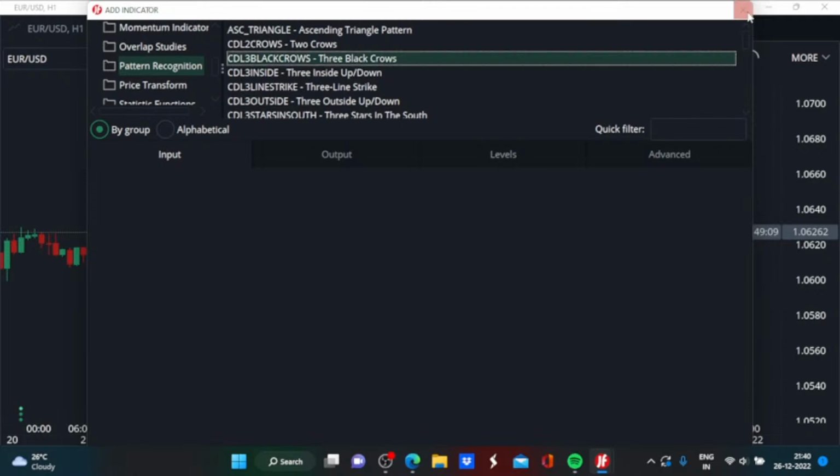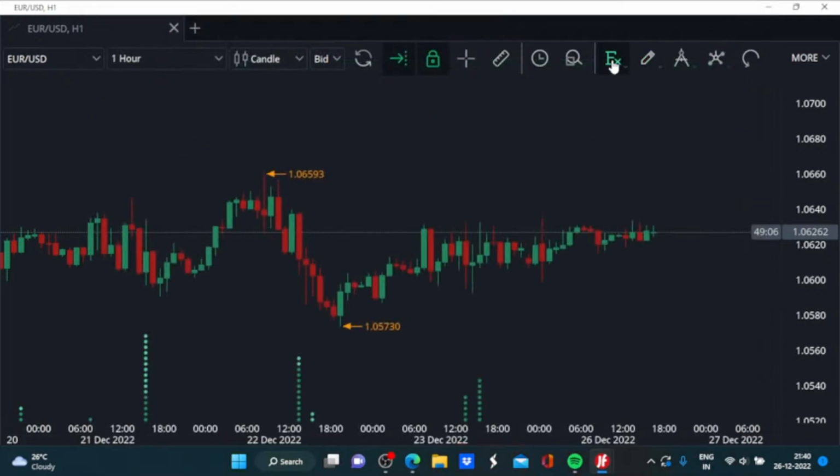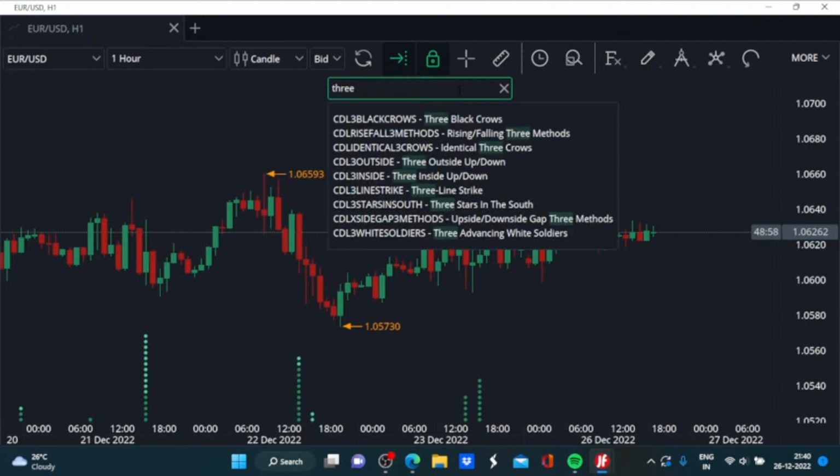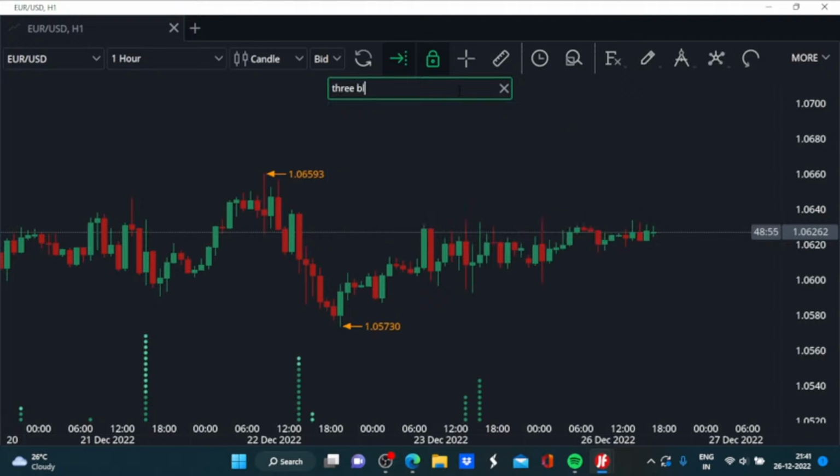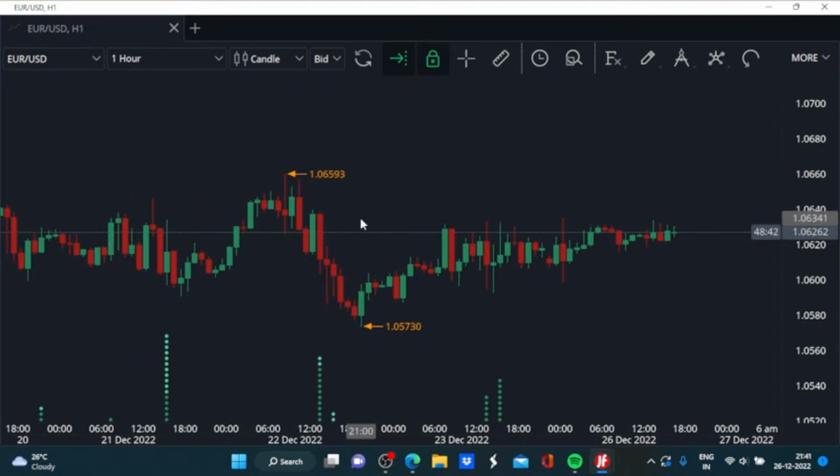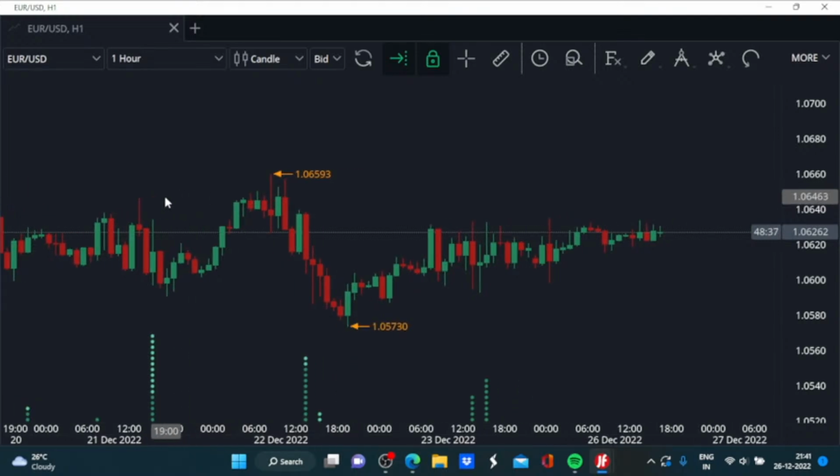Now let's plot this, and if you know the name of the formation, all you have to do is type in black crows and you get three black crows. No, not really. You don't really get any black crow. You will only see the engulfing pattern surrounding the candle, which will give you the confirmation of the three black crows.